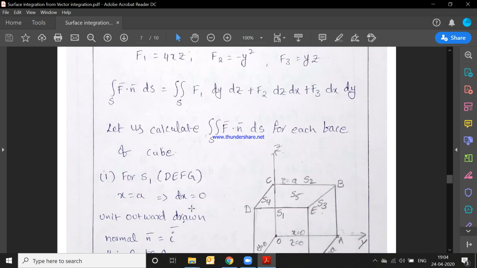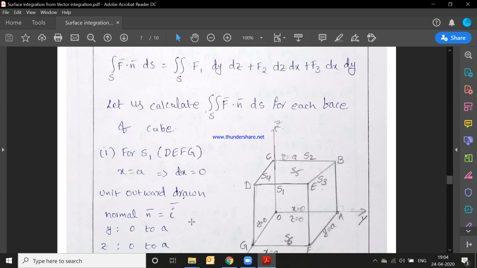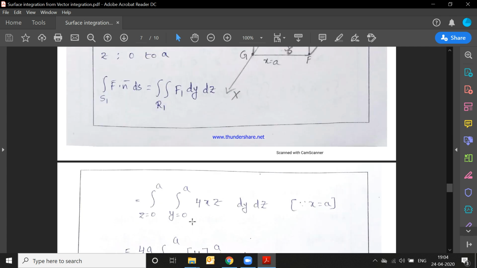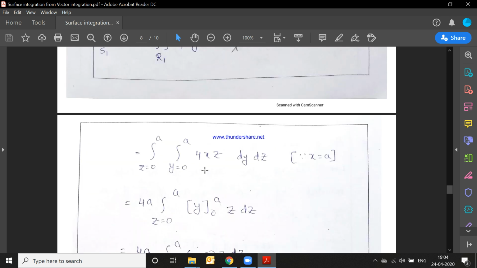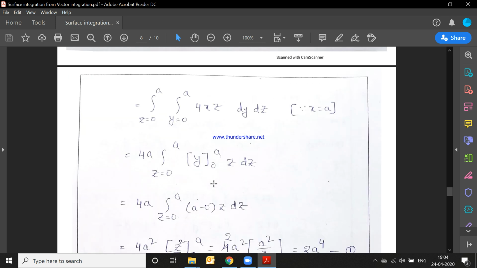So here what is the f1? F1 is 4xz. Substitute it, we get integral z is equal to 0 to a, y is equal to 0 to a, 4xz dy dz, but x value is a, so substitute it. 4a is constant, right outside, z is equal to 0 to a. And next integration with respect to y, here integral dy is y, limits are 0 to a, and z dz. So substitute the limits, we get a, 4a into a, 4a square.